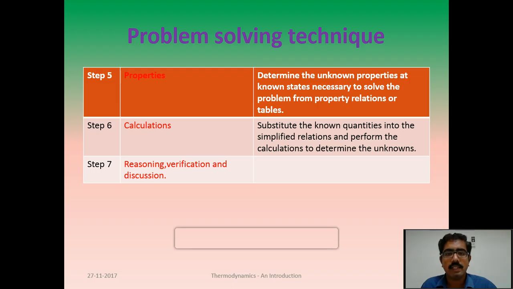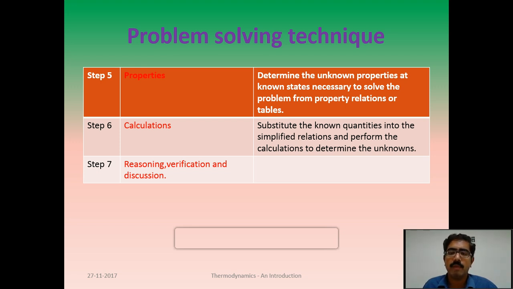Step 6 is the calculations. Calculation is the most important, and in that the units should be implemented very properly. For example, we have PV equal to mRT, and we have to find mass. If we are taking pressure in terms of kilopascal, the R should be in terms of kilojoule per kg Kelvin. We should not take joule per kg Kelvin. In that case, the unit will not be satisfied.